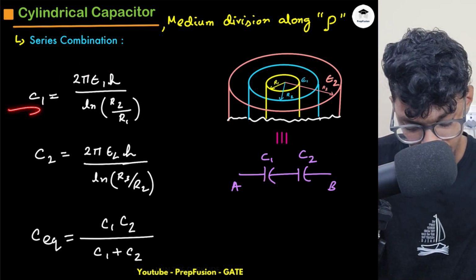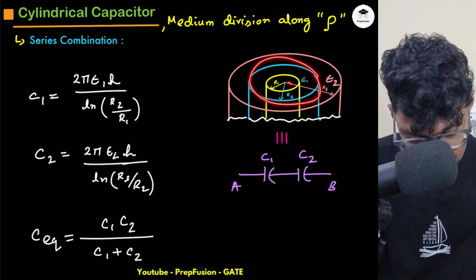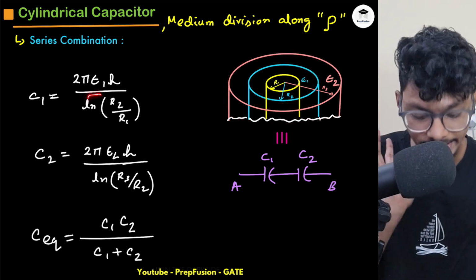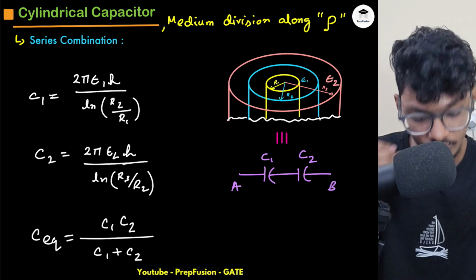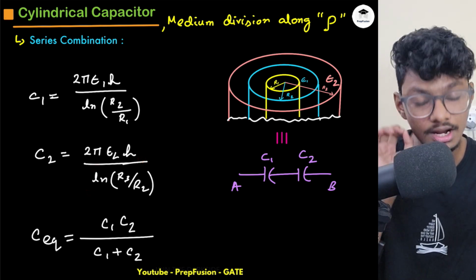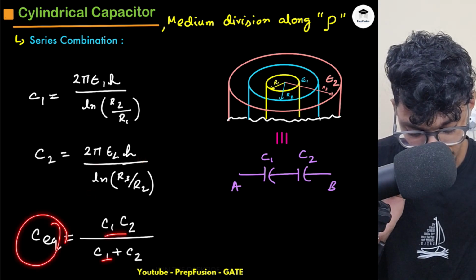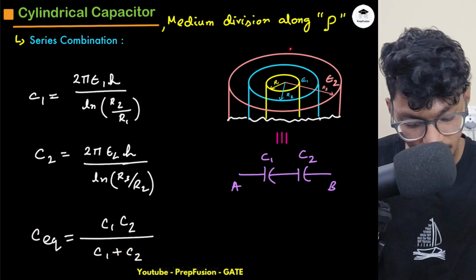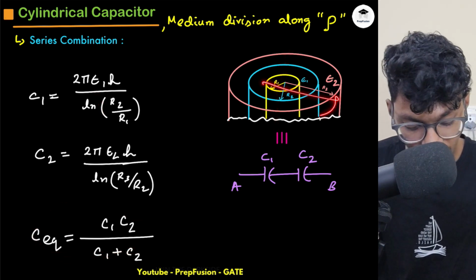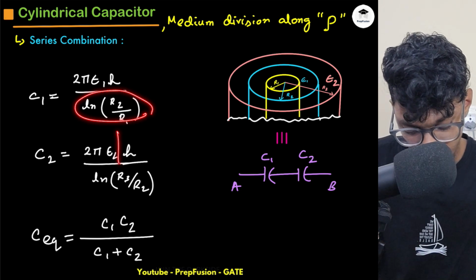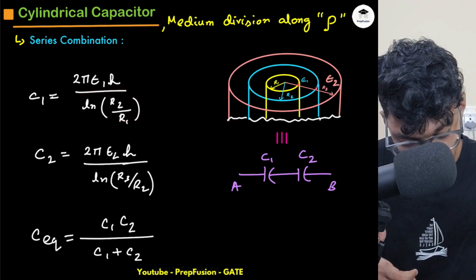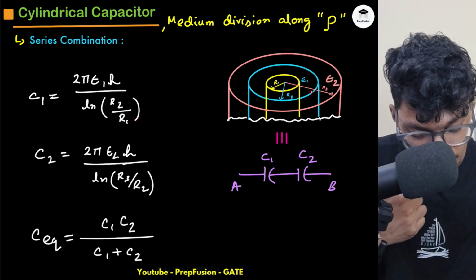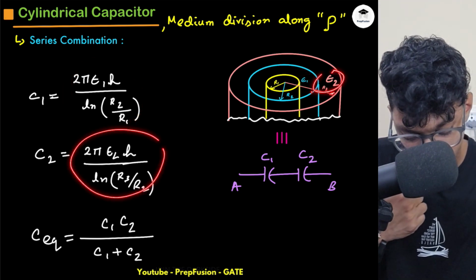Things will be very simple, because C1 will be this combination, and C2 will be this combination. So C1 will be 2 pi epsilon 1 h divided by ln r2 by r1, and C2 will be 2 pi epsilon 2 h divided by ln r3 by r2. C equivalent will be C1 C2 divided by C1 plus C2. I hope you know how to compute this, because along h nothing is changing, along rho I am changing. Between R1 to R2 my permittivity is epsilon 1, that's why this formula is written. Between R2 to R3 my permittivity is epsilon 2.